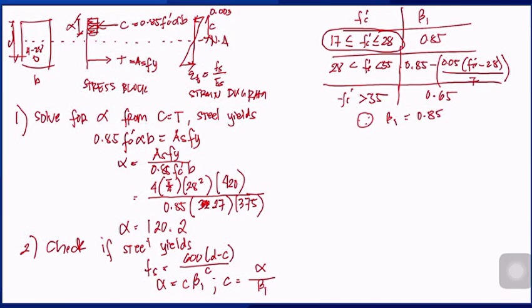So we can now solve for the value of Fs. So Fs equals 600. What is the value of D? 600 minus the value of C, which is alpha divided by beta 1, all over the value of C, which is alpha divided by beta 1. Solve for Fs. What is Fs? Pakikalkyo.